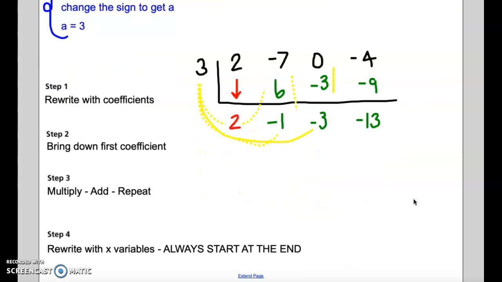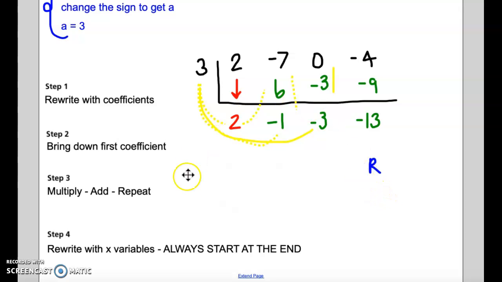And now we have to do our fourth step. So we took out the variables. We have to put those variables back in. It's really important that we start at the end here. So the end, I mean this negative 13. Whatever that last number is always your remainder. Okay, so I write a little r under it.